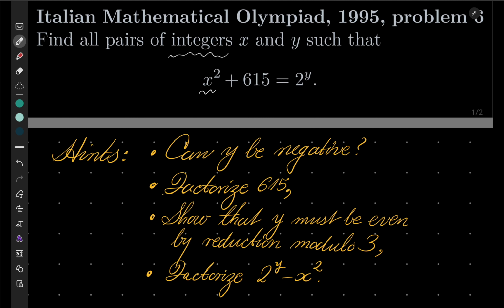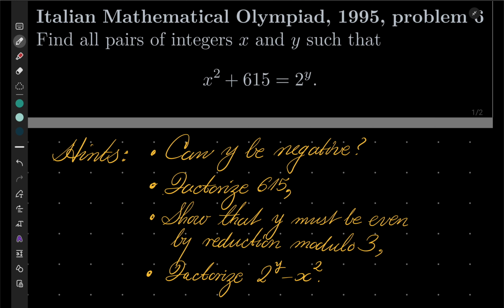Hello friends, in this video I'd like to present my solution to the following problem from the Italian Mathematical Olympiad 1995, problem number 6. We wish to solve the following Diophantine equation. Find all the pairs of integers x and y such that x squared plus 615 equals 2 to the power of y. So my hints for you.